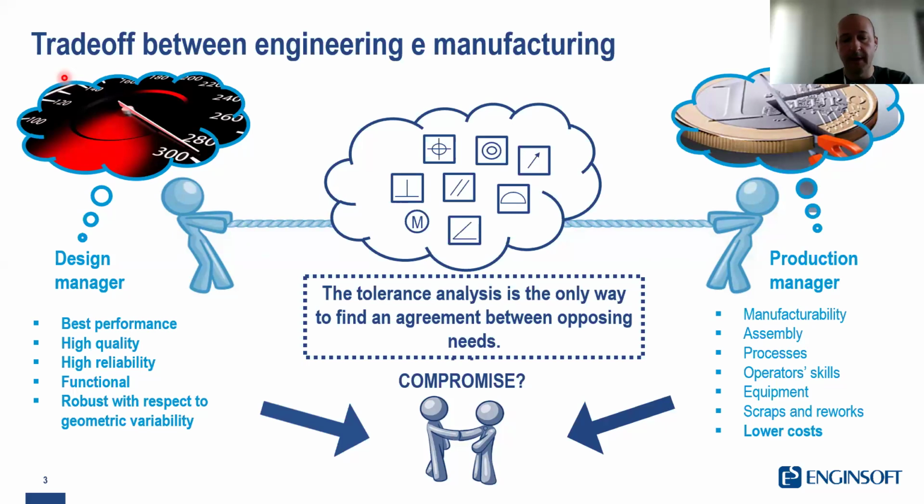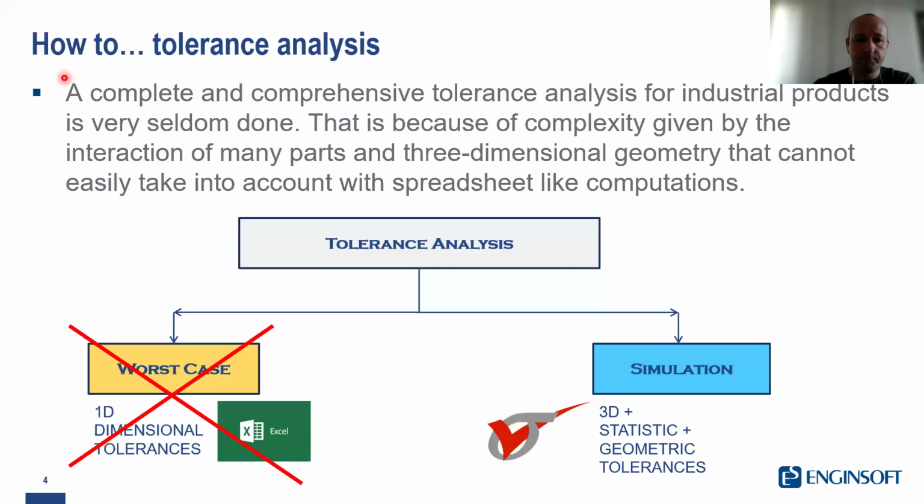But we must consider that in that case, the final quality of the assembled product will be compromised. So we need to find the best compromise between those two different requirements, and the tolerance analysis is the only way that today we have to find this compromise.